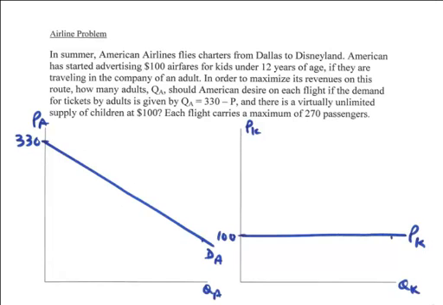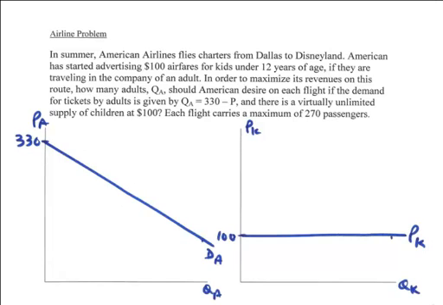The demand for tickets by adults is given by Q equals 330 minus P, and there's a virtually unlimited supply of children at $100. Each flight carries a maximum of 270 passengers. So unlike the previous problem, where we had two negatively sloped demand curves, we now have one negatively sloped demand curve and a horizontal demand curve, and the capacity of our aircraft is going to be 270 passengers.